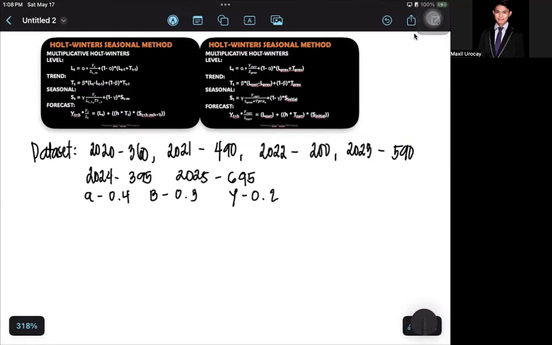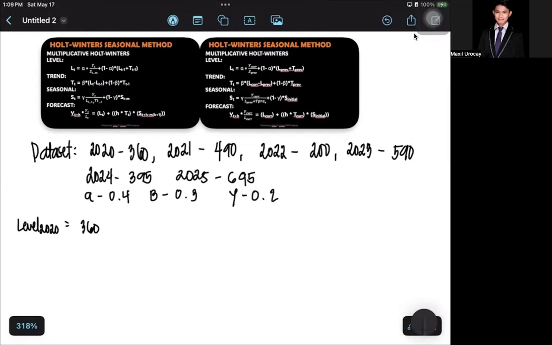Now we'll first identify the level of 2020 as initialization, given the data.